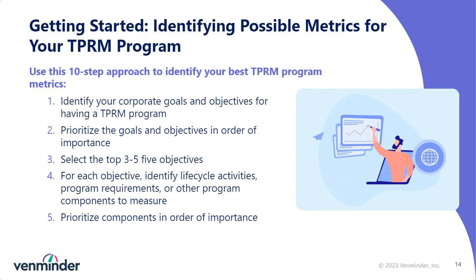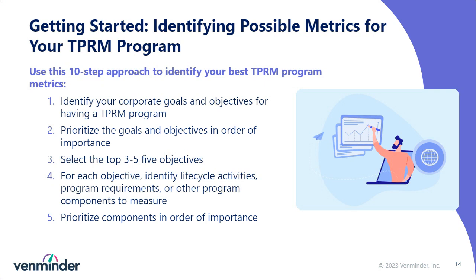All right, so how in the heck do we identify which metrics are the best ones? Well, we've come up with a little 10-step approach to help you identify your best TPRM program metrics. Now, we'll go through these in detail, but just really quickly. The first thing is we're going to identify the corporate goals and objectives for the program. Then we're going to prioritize the goals and objectives in order of importance.